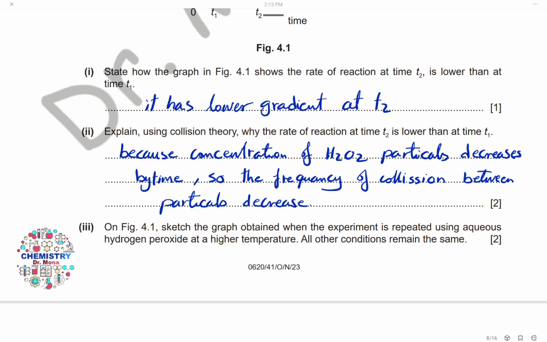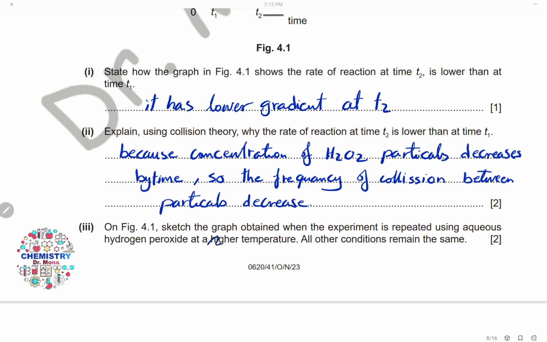In the same figure, sketch the graph obtained when the experiment is repeated using aqueous hydrogen peroxide at higher temperature. All other conditions remain the same. So we will have the same volume and the same concentration of hydrogen peroxide, using the same mass and surface area of the catalyst. All conditions are the same, except we will have higher temperature.